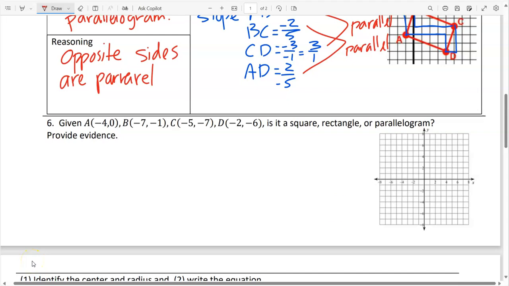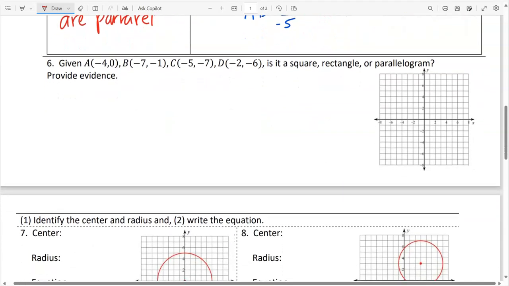Right, continue the video. So this is just like the last two questions above, but we have to graph them first. Let me do this one a little quicker. So (-4, 0) is right there. (-7, -1). (-5, -7). And (-2, -6).